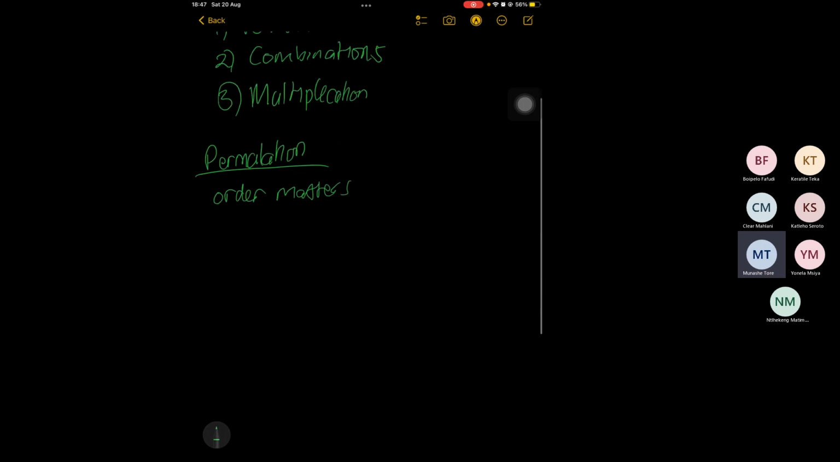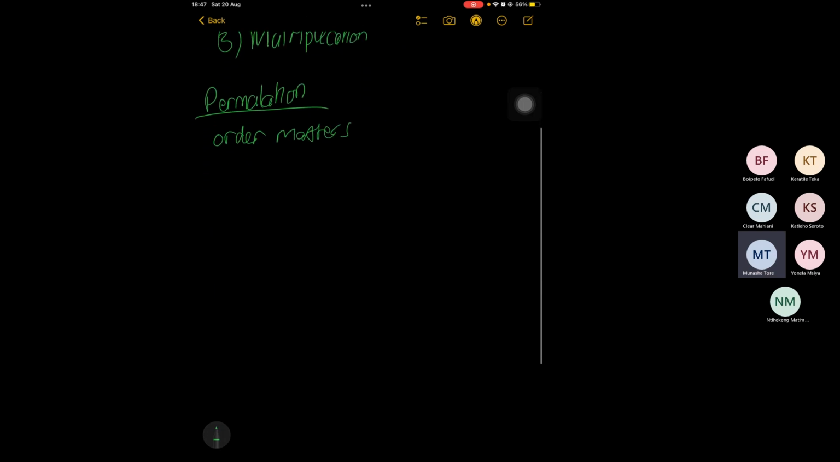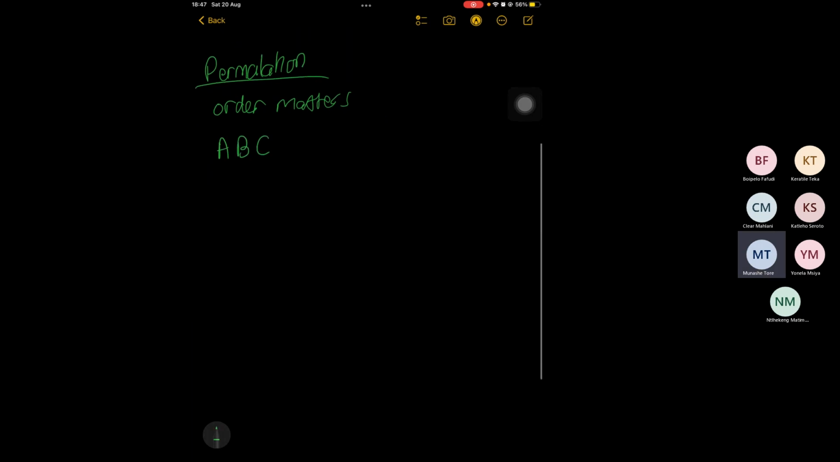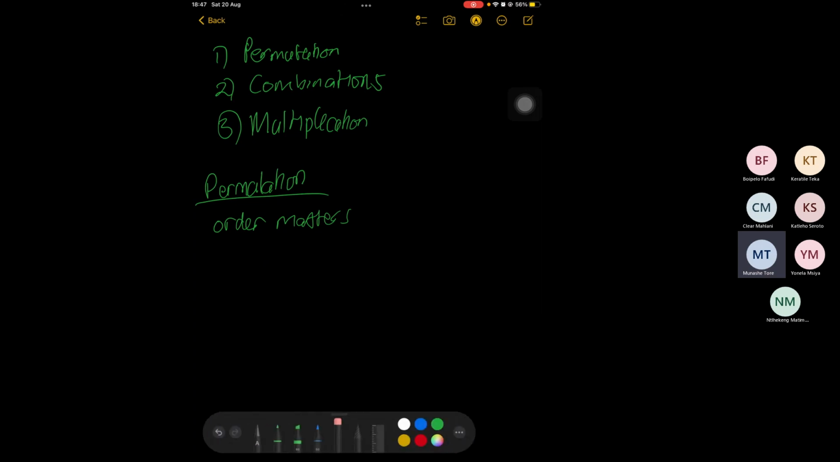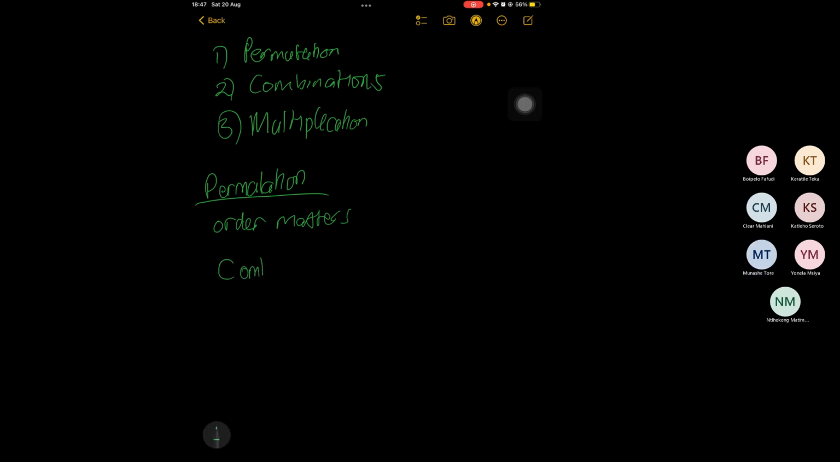By order matters, what do you mean? Let's assume we have A, B, and C. Actually, before I do this, if for permutation order matters, then for a combination, order doesn't matter. This is for a combination.